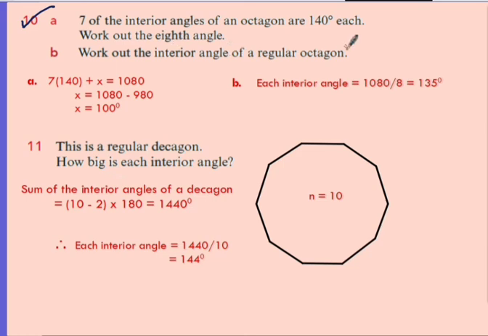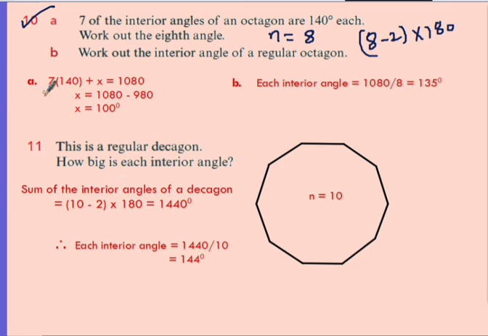Now when we go for the next question, we have done like 4 interior angles of a pentagon. Here it is an octagon, so they are talking about an octagon. Find out the 8th angle. So here n is 8. What we have done: 7 times 140 plus x is 1080. Or you can apply the formula first: 8 minus 2 into 180 gives you 1080, and equate to this. So I get my answer.